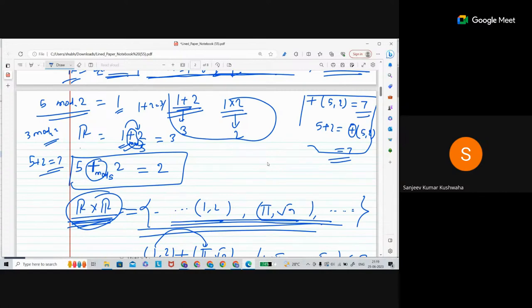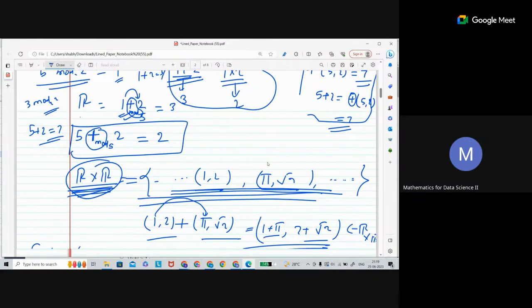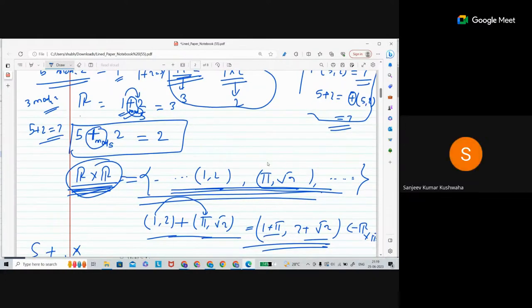This is what we are trying to say. Yes. If you are doing addition and also doing multiplication, multiplication is also a function. Whatever multiplication you do, the element you get after doing the multiplication should not go outside of this.